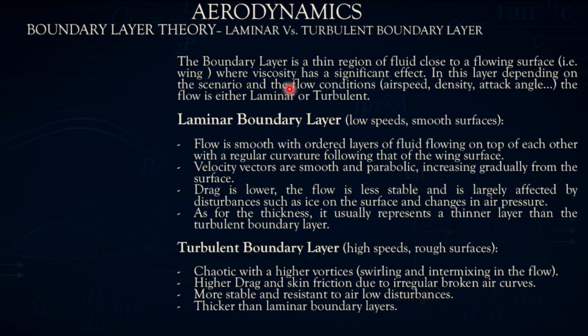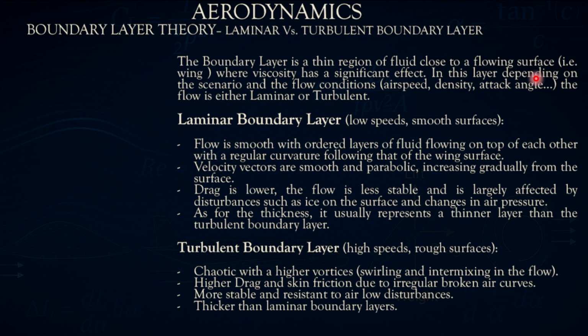Now let's talk about laminar versus turbulent flow boundary layer. We've already addressed laminar versus turbulent flows, but we did not address what the boundary layer actually is. The boundary layer is a thin region of fluid close to a flowing surface, i.e. the wing, where viscosity has a significant effect on the flow.